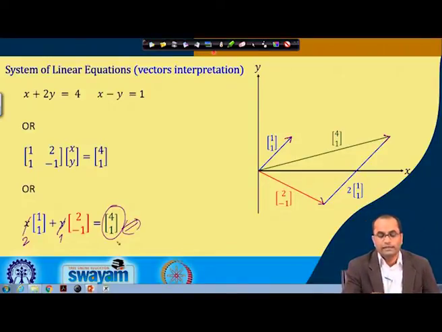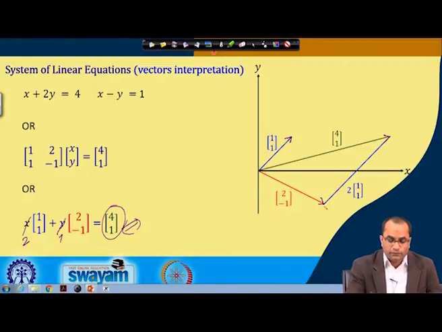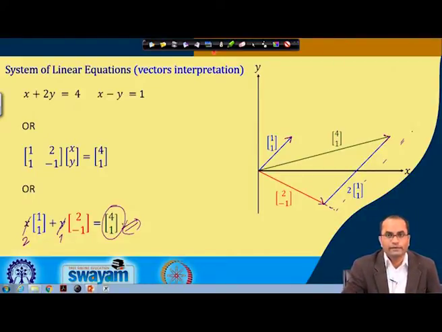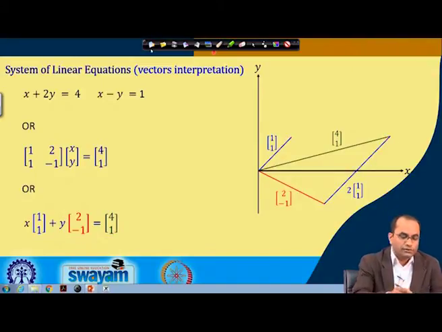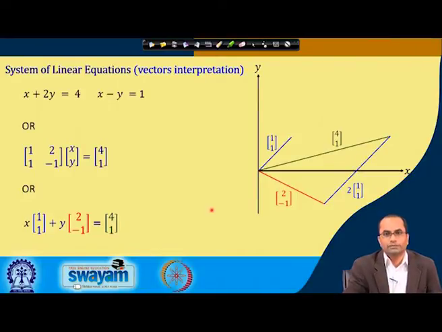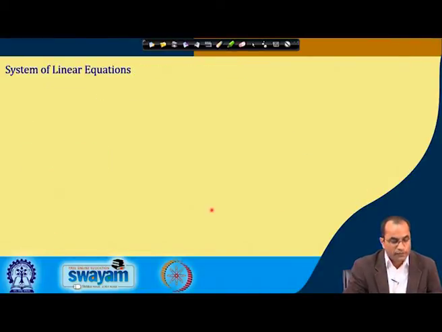And what else we see is that this is the only possibility to get this vector 4 and 1, because if we disturb this red vector by some multiplication, we will be somewhere else, and then in this direction, whatever way we go, we cannot reach this point. So, this is the unique representation of these two vectors to get this 4 1 vector, and that is the case of the unique solution which we have already observed in the other interpretation of those equations.